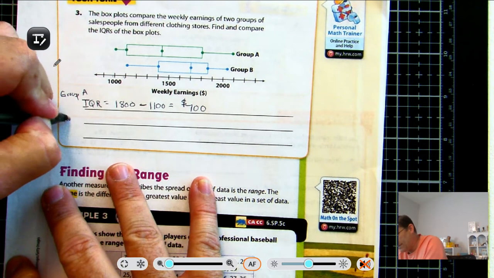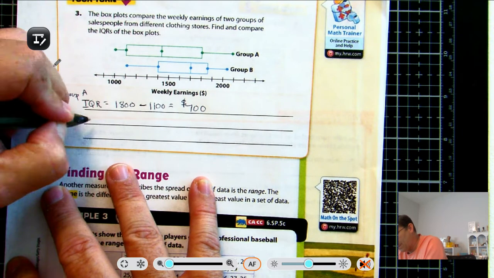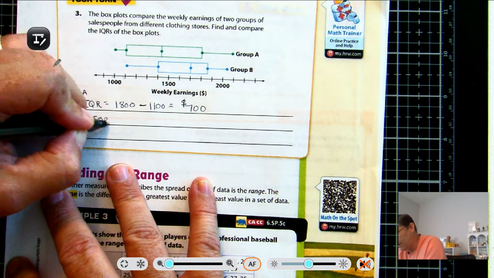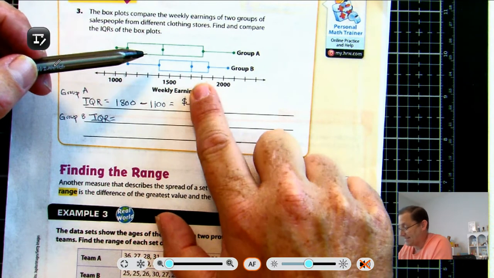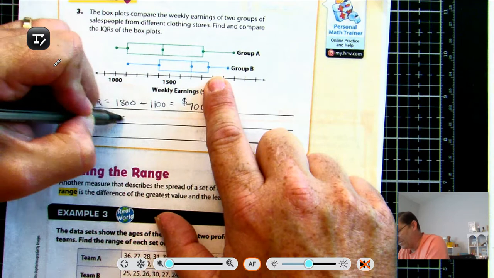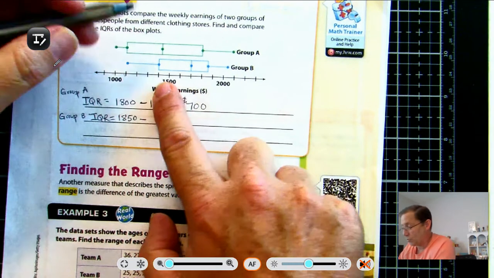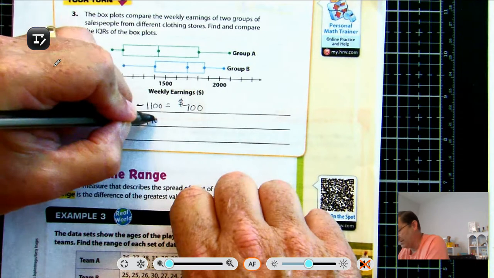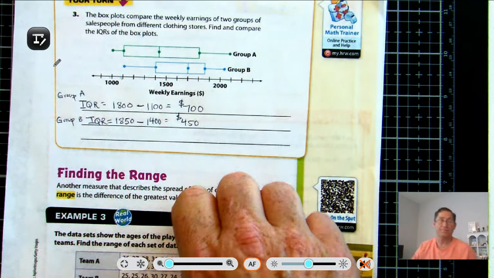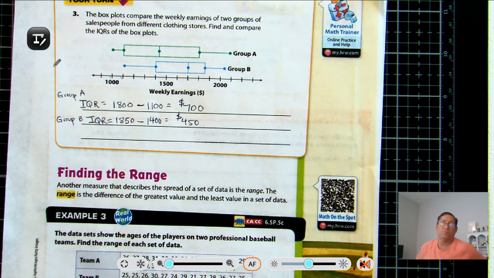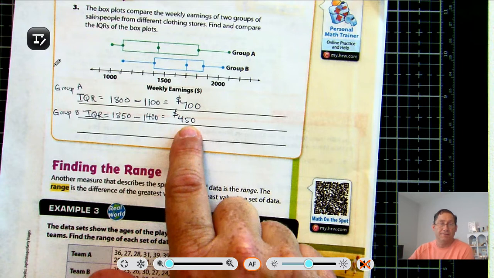Group B has an IQR of Group B, 16, 17, 18, 1850, and the lower quartile is 1400. So its difference is $450. All right, so which one is spread out least? Well, Group B is, right? Because its interquartile range is smaller than Group A.